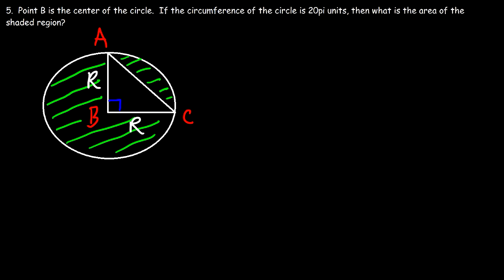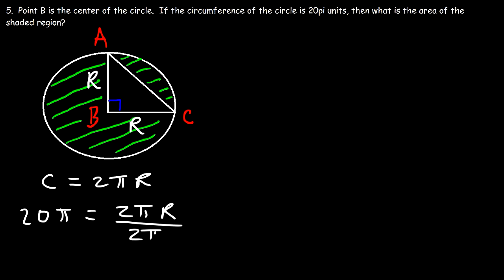Now we need to calculate r. And we have the circumference, which is 2 pi r. The circumference in this problem is 20 pi. And if we divide both sides by 2 pi, we can get the value of r. On the left side, we can cancel pi. And 20 divided by 2 is 10. So the radius is 10 units long.